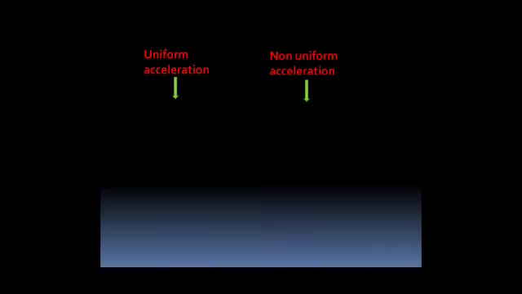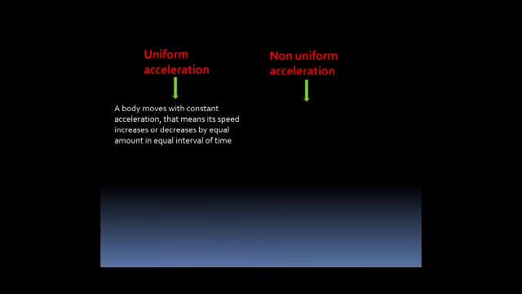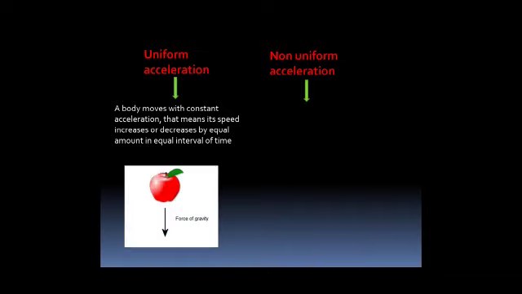When do we say that a body is moving with uniform acceleration? A body moves with constant acceleration, that means its speed increases or decreases by equal amount in equal interval of time. The best example is a freely falling body. For a freely falling body, the acceleration of the motion is constant, that is acceleration due to gravity, that is 9.8 meter per second square.